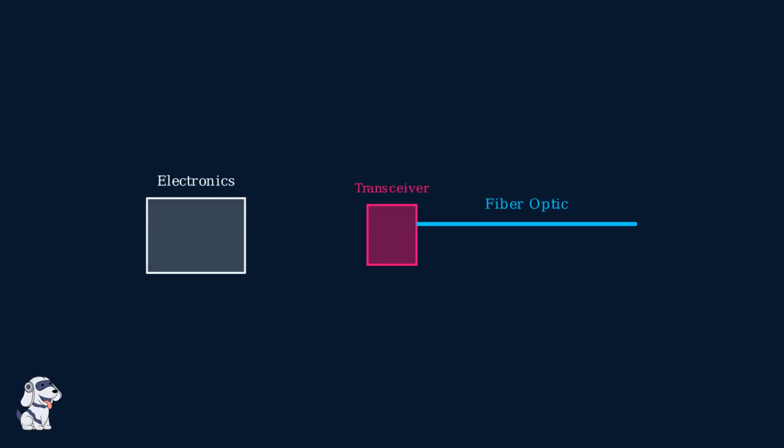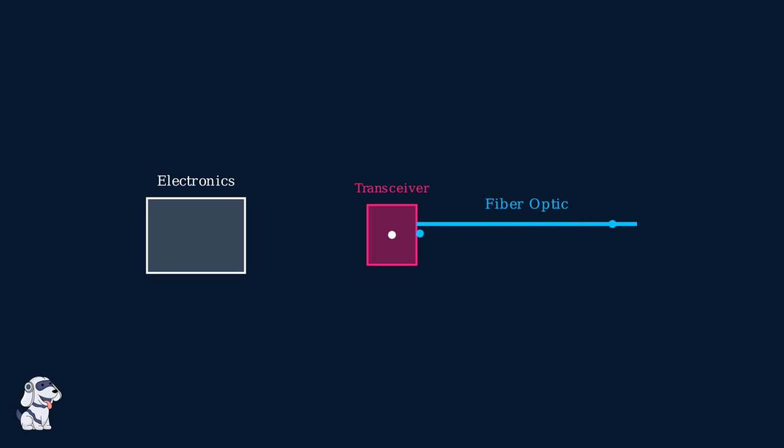The internet relies on a constant exchange between two different worlds, electricity and light. At the end of every fiber optic cable sits a transceiver. It acts as a specialized translator. Your computer communicates using electrical signals. These signals enter the transceiver, where they are converted into rapid pulses of light. This light travels through the fiber optic strand at incredibly high speeds. The transceiver's job is to ensure this translation happens near instantaneously.